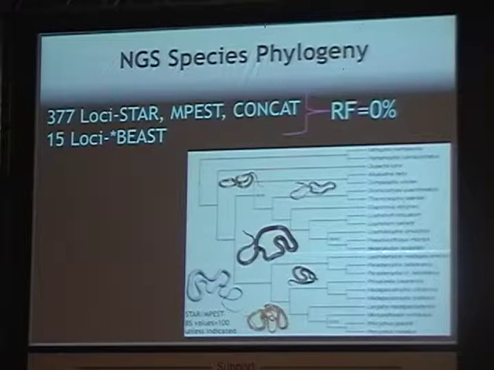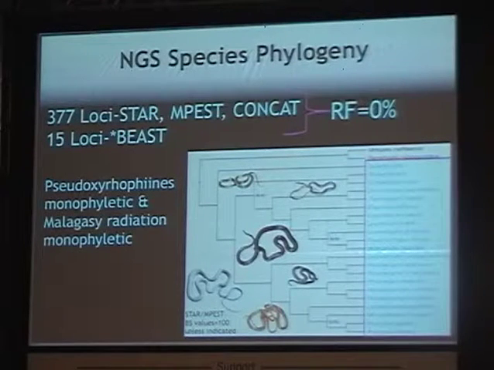15 or you use the summary stats methods, you get this really nice phylogeny that in general is really highly supported for all the different methods, and the same nodes have the same low support regardless of which method you use. Pseudoxyrophiines in this tree are in fact monophyletic, and we have evidence here. One of the pseudoxyrophiines in this is Dromicodryas, which is one of those African taxa, and so it's outside of the Malagasy radiation, so that's really nice to get some sort of confirmation for this.